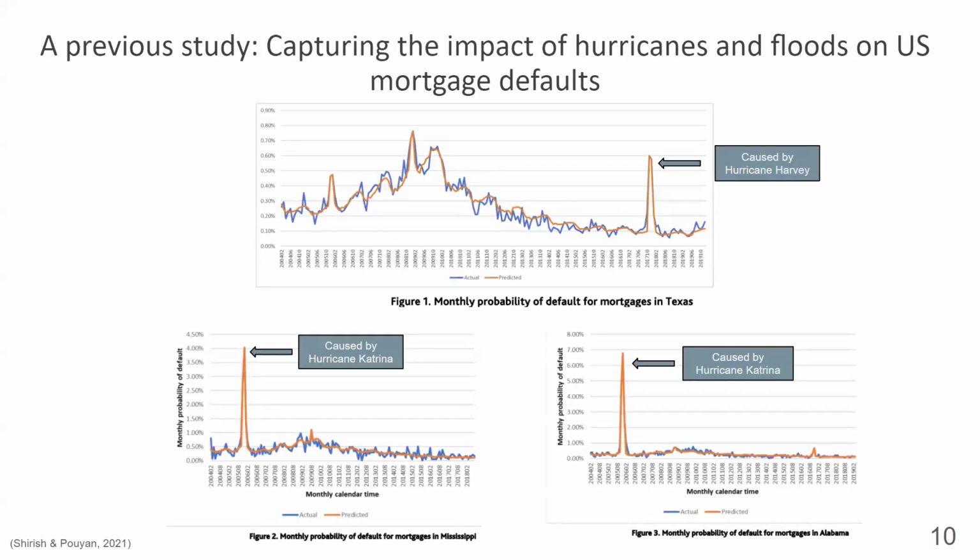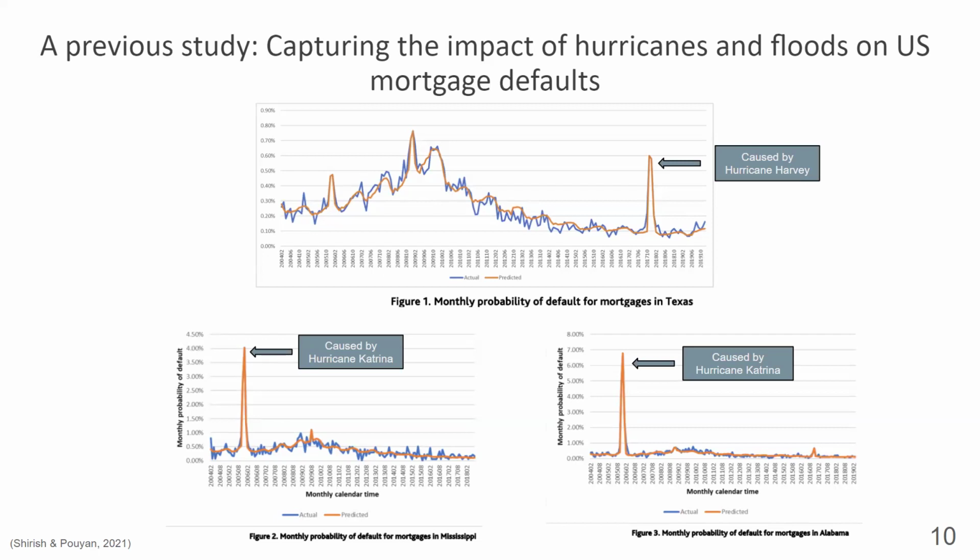So this is an early study. Shirish pointed out something striking. Big storms like hurricanes and floods are often followed by more borrowers struggling to pay their mortgage. Take Texas in 2017, for example. Figure 1 shows right after Hurricane Harvey hit, there was a big jump in people defaulting on their homes. And this wasn't the first time we see this. Alabama and Mississippi had the same thing going on, which we can see in figure 3 and 2.